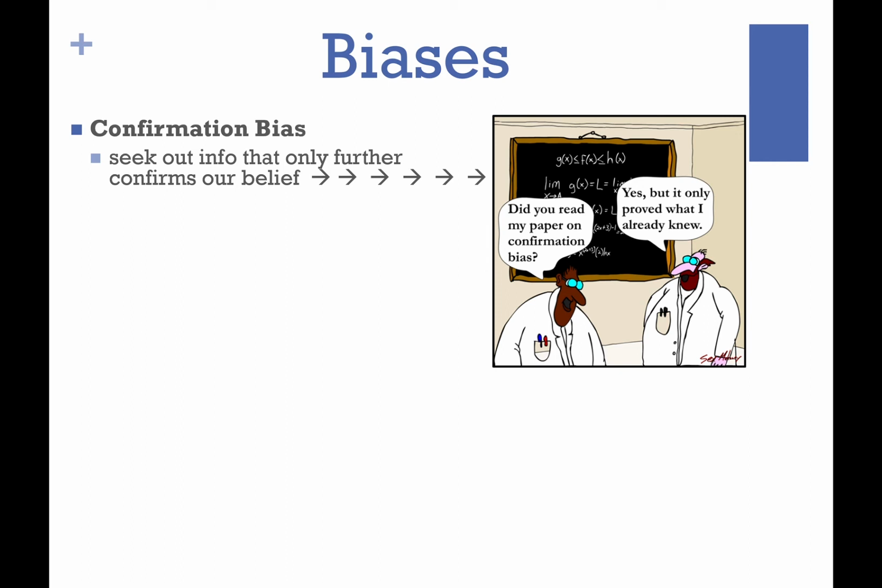So we have these conspiracy theories in our mind, and so we go find the YouTube videos that back up what we believe to be true. That's a confirmation bias. Instead of trying to eliminate that bias, as the funny cartoon says, it only proved what I already knew.